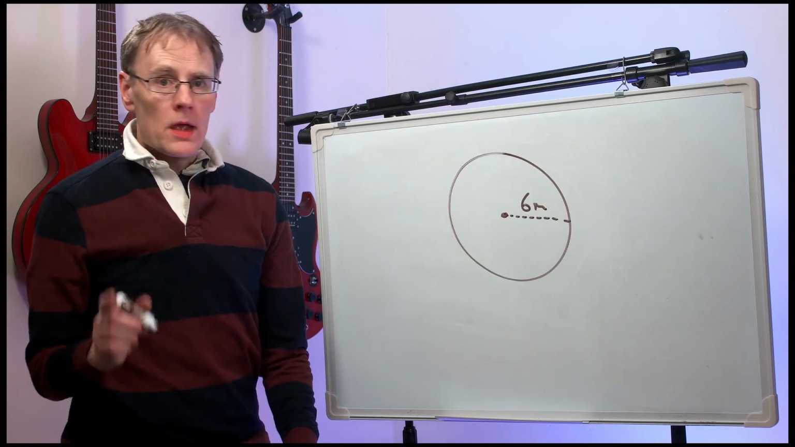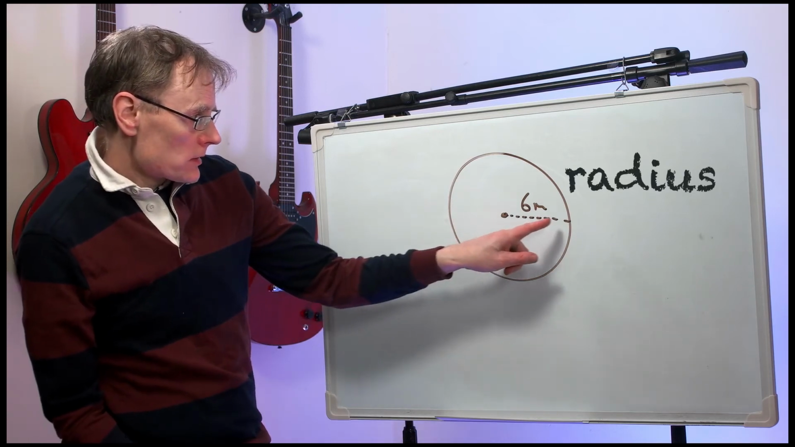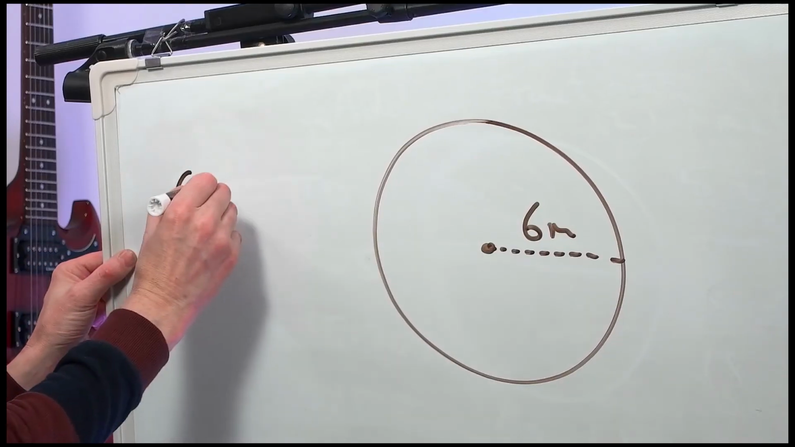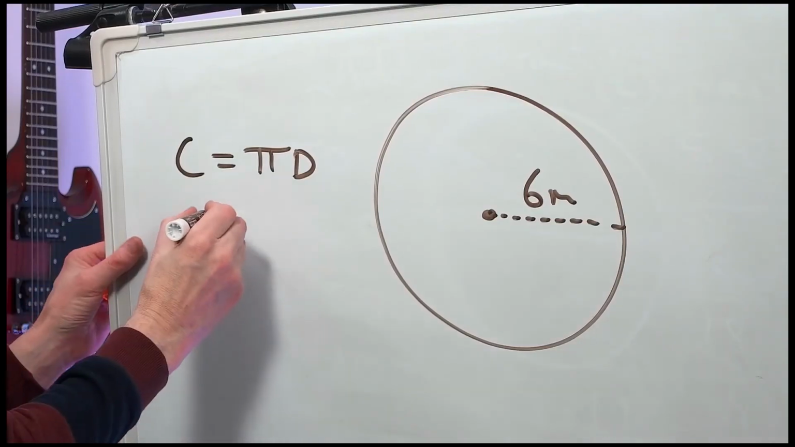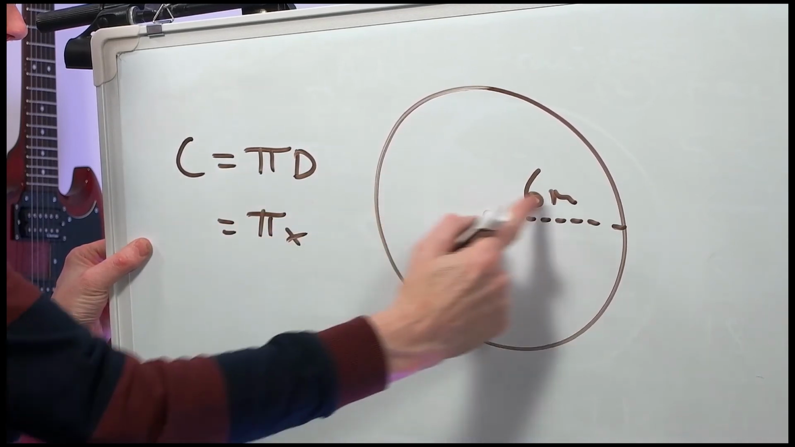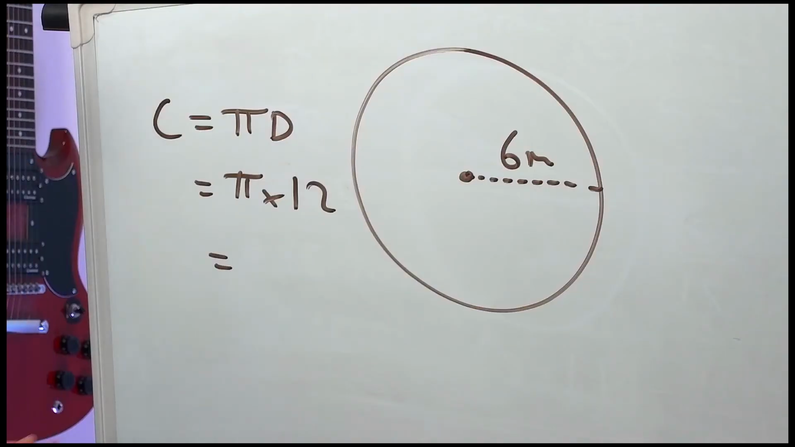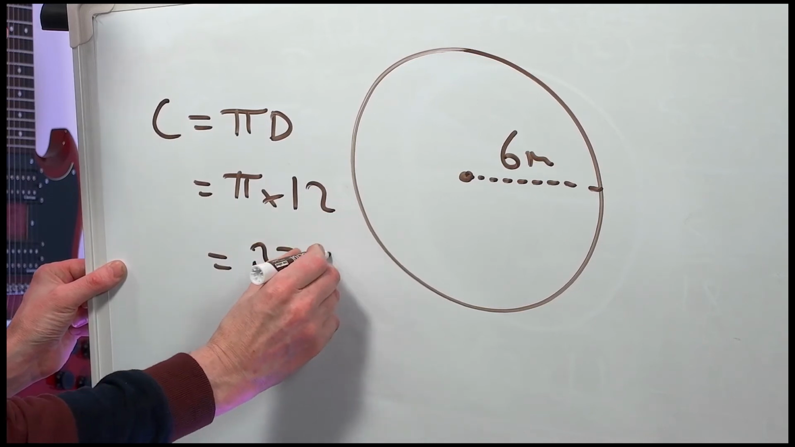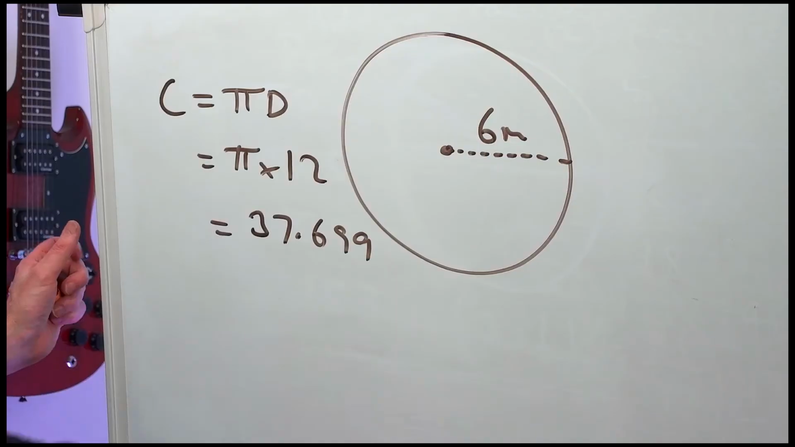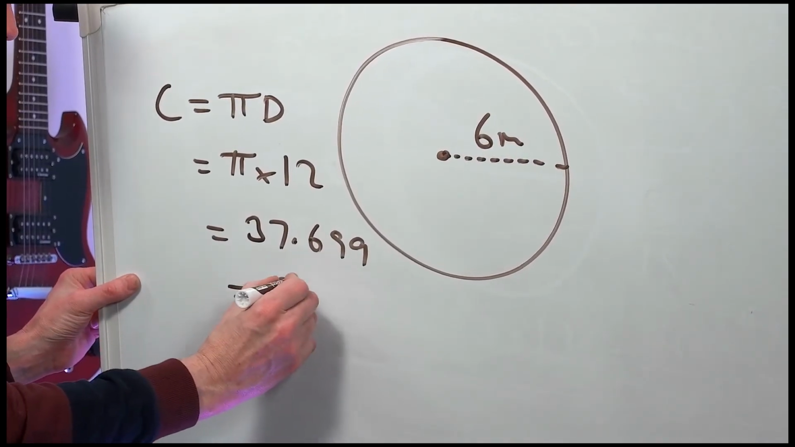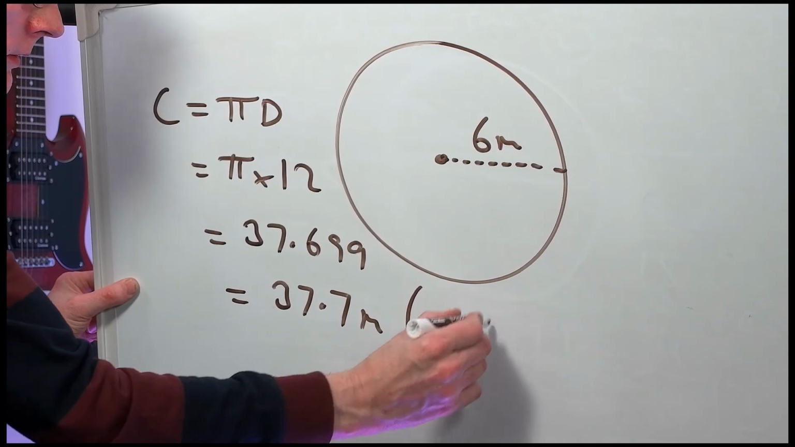Right, here's another one. This time we're given the radius of the circle. The radius is the length from the centre to the edge. But still, C equals pi d. That's about 3 times the diameter. So that's equal to pi times 12 metres. So again, we ask our calculator, and it says about 37.699 metres. Again, that's too accurate, so we're going to round it off to 3 significant figures. That's 37.7 metres to 3 significant figures.